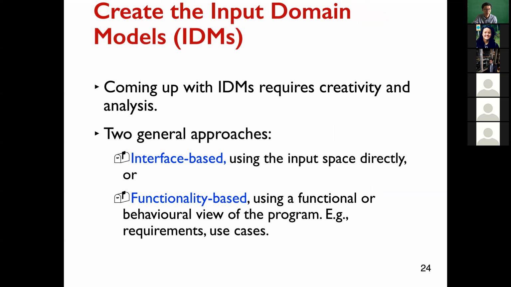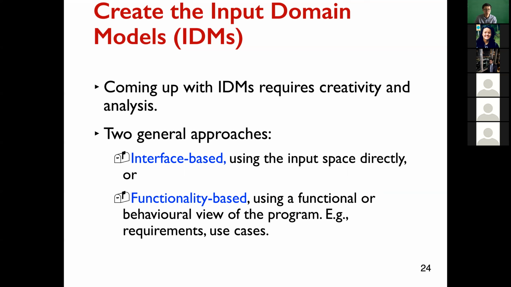So there are two general approaches to create input domain models, or the partitions. One is interface based. We just look at the interface. We look at these parameters, and we define the partitions for the parameters. The second is functionality based, which is at a higher level, using a functional, behavioral view of the program. For example, we look at requirements or use cases.